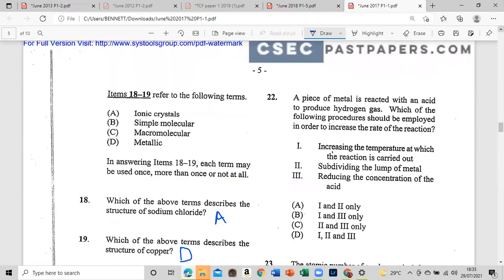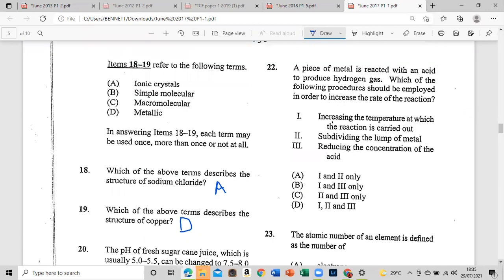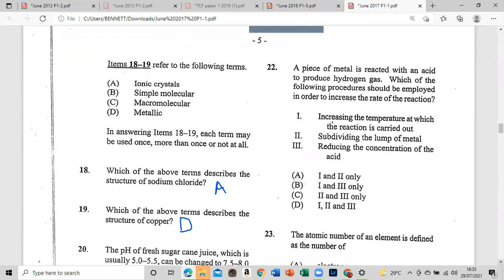A piece of metal reacted with an acid to produce hydrogen gas. Which of the following procedures should be employed in order to increase the rate of reaction? 1. Increasing the temperature at which the reaction is carried out. 2. Subdividing the lump of metal. 3. Reducing the concentration of acid.